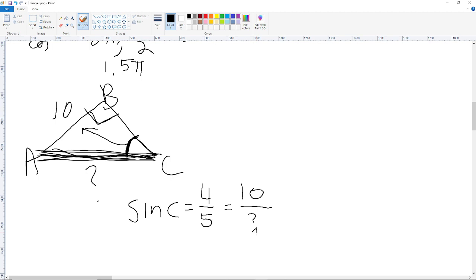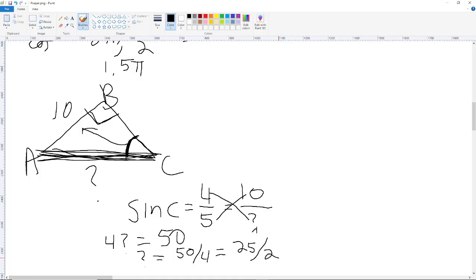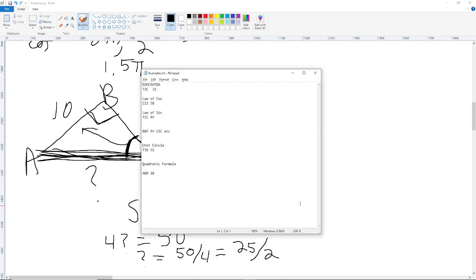So how do you solve this when you have one fraction equal to another? Cross multiply. 4 times question mark equals 5 times 10, which is 50. Question mark equals 50 divided by 4, which you can simplify. Divide them both by 2. 25 over 2. So that is answer choice E, 25 over 2. So that's a simple question just with the trigonometric ratios. All right, let's go to another one.